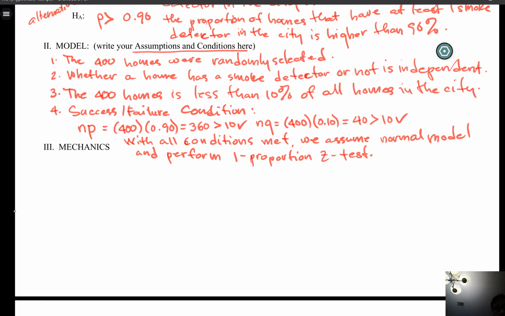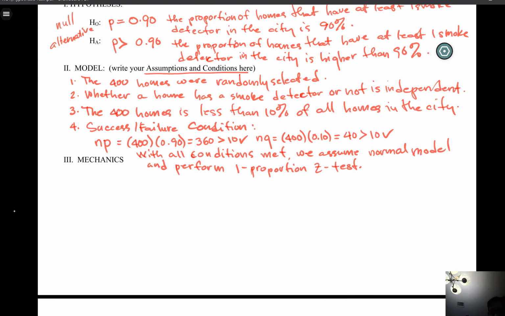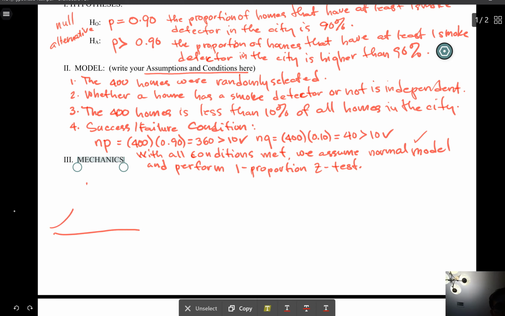So let's start the mechanics. The mechanics is where you do the mathematics. Okay, so it's going to be shape, center, spread. You said we are going to use a normal model right here, so we are going to draw a normal model. Okay, that's the shape.